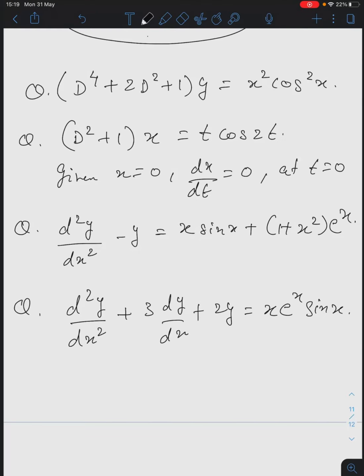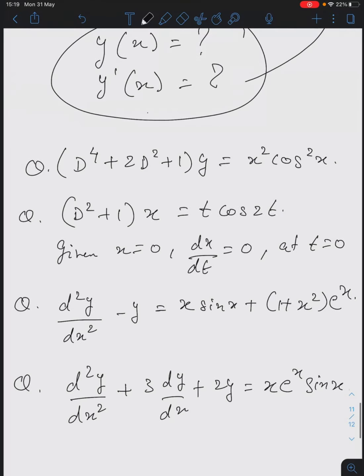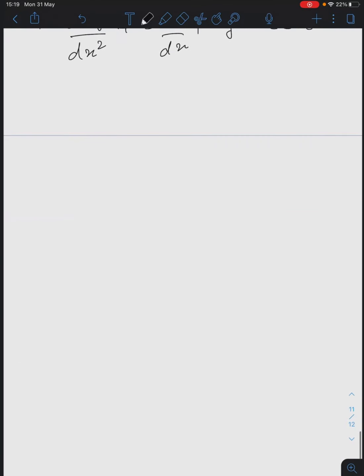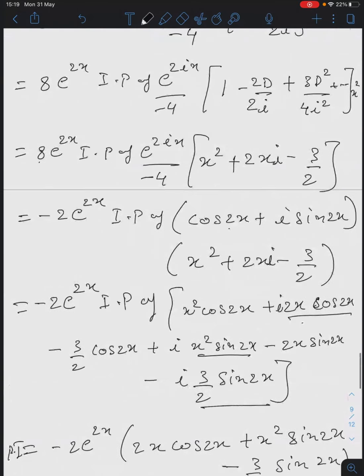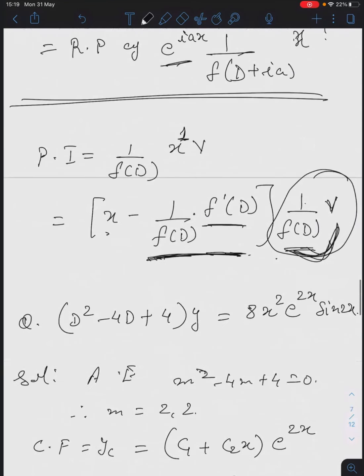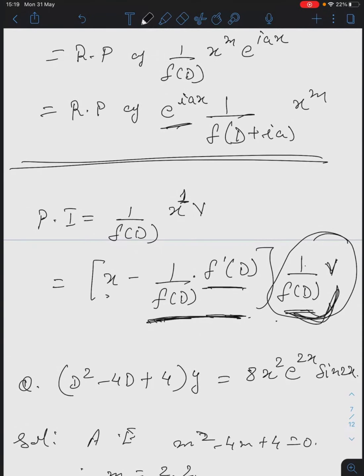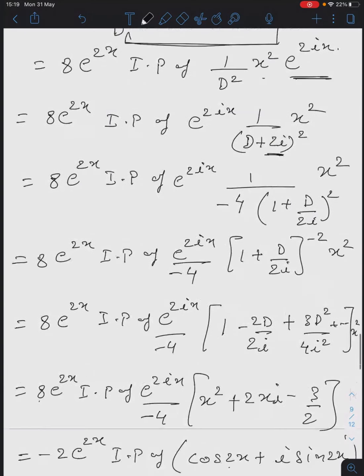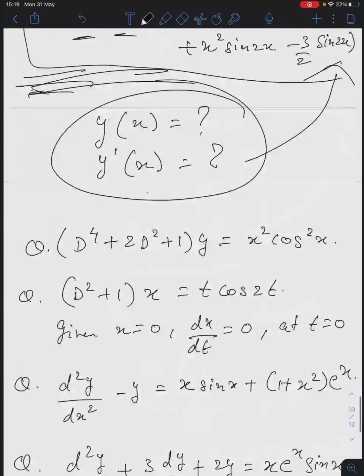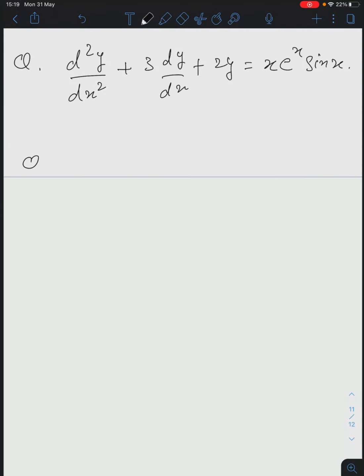Okay, let me solve one more problem where only one x is in multiplication. Okay, I mean by using this particular formula. Where is it? This formula. Let us see how you will apply them. Suppose the question is d square plus 2d plus 1 y is equal to x cos x. So as you can see, no matter what is the function, x to the power 1 is there. Okay, so directly we'll apply the formula.